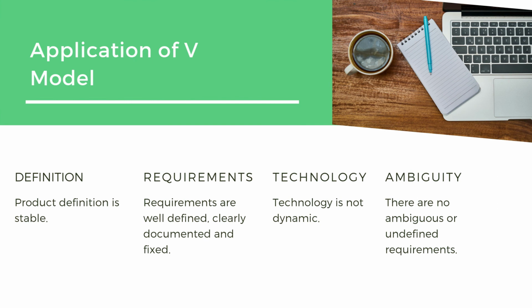Let's see the applications of the V model. When the product definition is stable, then the V model is used. When the requirements are very well defined, clearly documented and fixed, then the V model is used. Technology is not dynamic and is well understood by the project team. There are no ambiguous or undefined requirements, and when the project is small, then the V model comes into the picture.